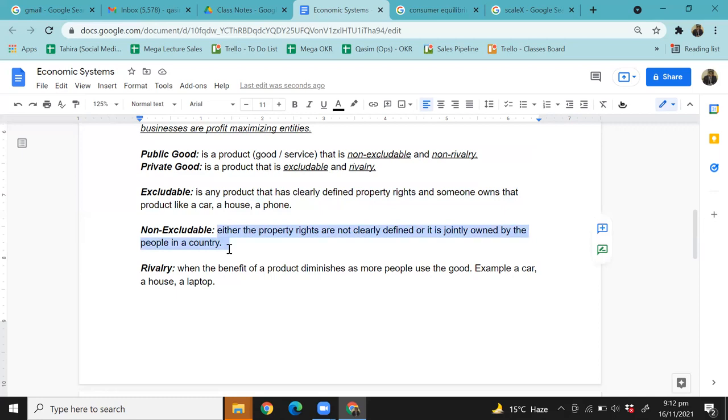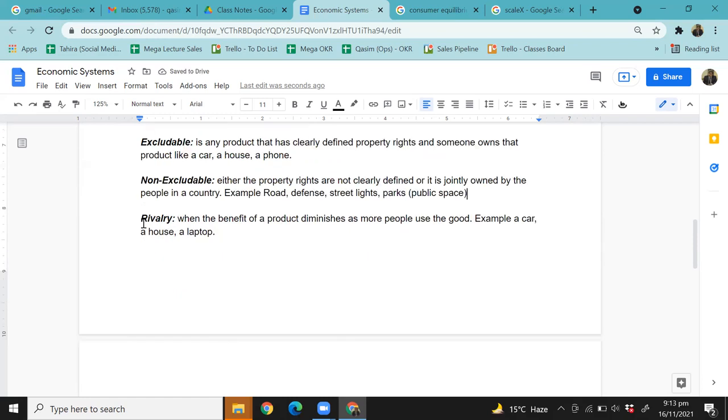It's a public good. Everyone gets the benefit out of that, the Pakistan army or whatever, right? So it's a public good. Either the property rights are not clearly defined or it is jointly owned by the people in a country. As I was giving you the example, you can't stop someone from stepping on the road. You can't stop someone in your country from benefiting from the defense services that it has. You can't stop someone from benefiting from the street lights that the country has. And similarly, you can't stop someone from entering a park or public space, which is not owned by anyone, right? So these are all public goods because they are non-excludable.